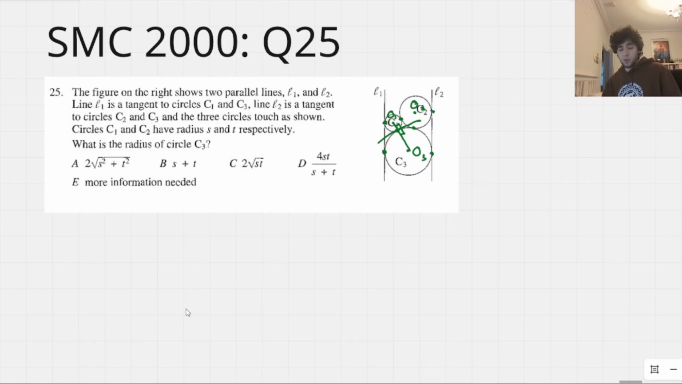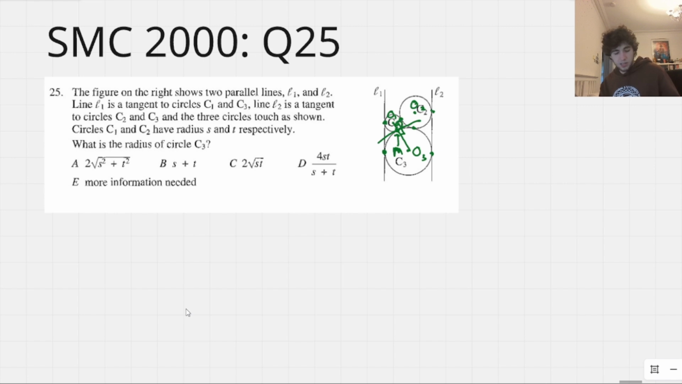So if I were to label this point, let's just call it capital M, then O1M is going to have the same angle with my tangent as the line O3M. So they have the same inclination to the tangent, which means they have the same gradient and they're just one straight line.